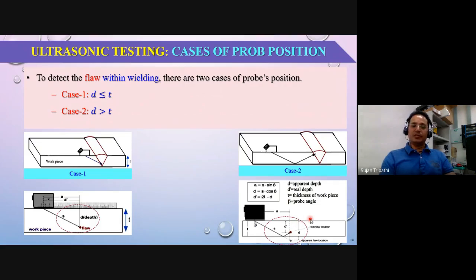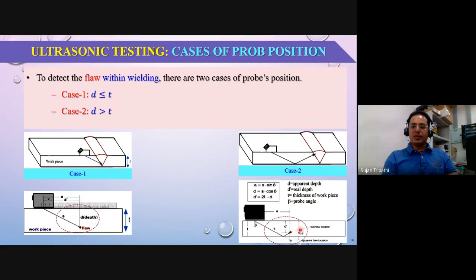We use a simple relation. First, we determine the apparent depth. What is the apparent depth? We just take the projection of this defect, right? And then the beams are straightened out, the inclined path, and then we can find this length. How do we calculate? We just use the sine cos relation, and we can find this t.